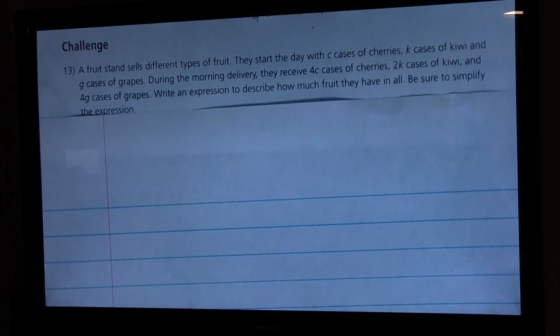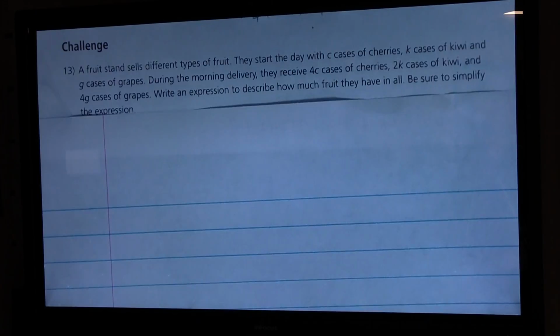During the morning delivery, they received 4C cases of cherries, so that's going to be 4 groups of an unknown number of cases of cherries, 2K cases of kiwi, and 4G cases of grapes. Write an expression to describe how much fruit they have in all. Be sure to simplify the expression.